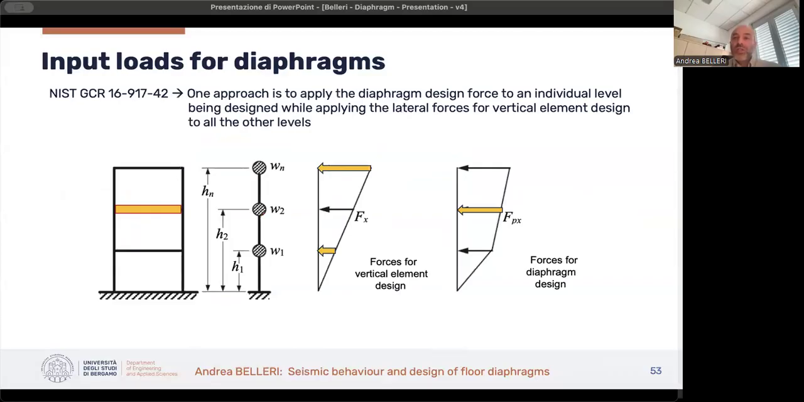One other approach, which is indicated in the US, is based on applying the diaphragm design forces at the diaphragm level that you want to design, and on the other levels applying the lateral forces resulting from the equivalent static analysis. So basically, we are mixing the two loads. The diaphragm forces, indicated as Fpx, are used to derive the inertial loads inside the diaphragm.